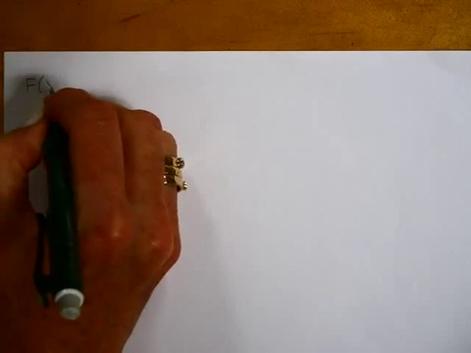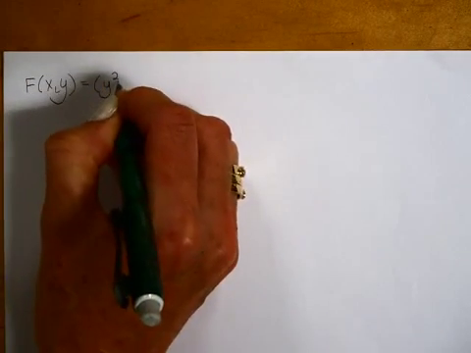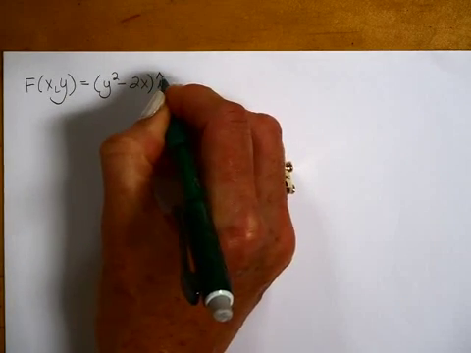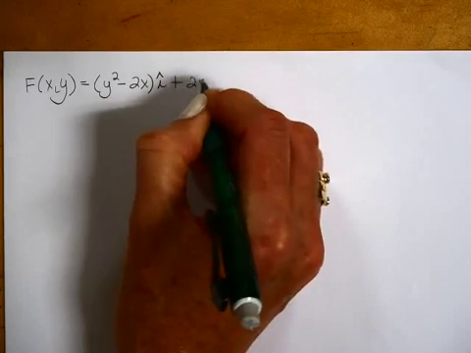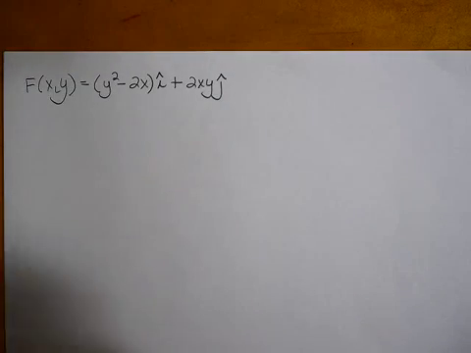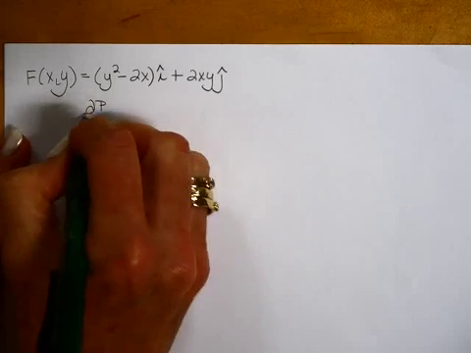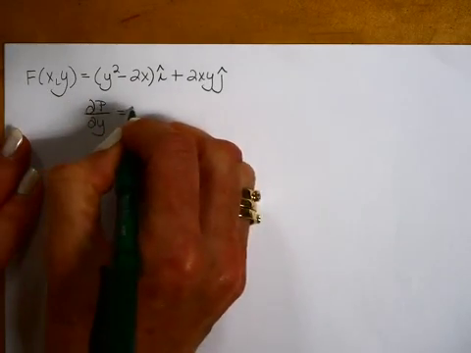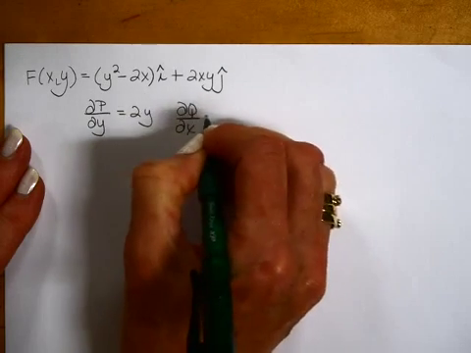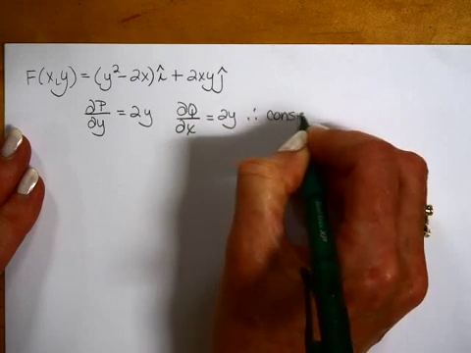This is number 4. F of xy is y squared minus 2x i plus 2xy j. I think this is conservative. All right, so let me check the partial of P with respect to y. That's going to be 2y. The partial of Q with respect to x is also 2y, so therefore it is conservative.